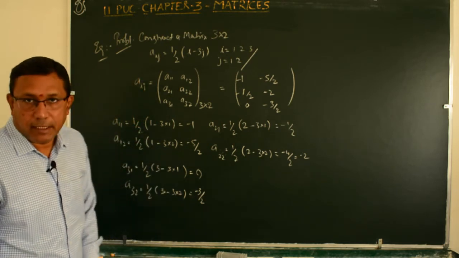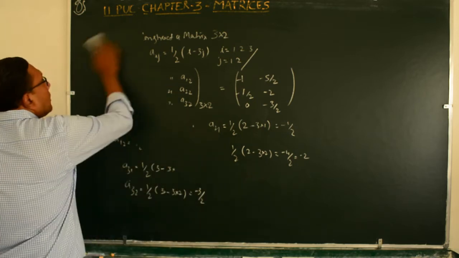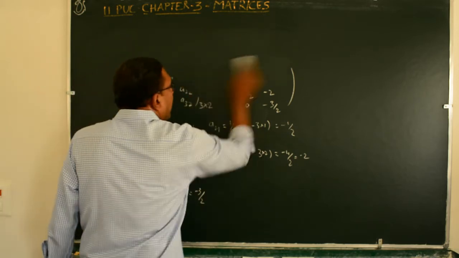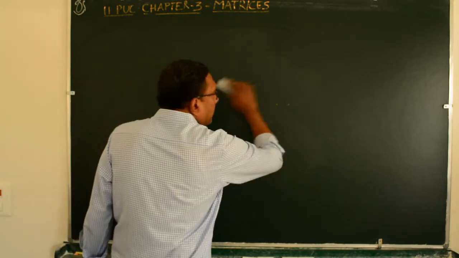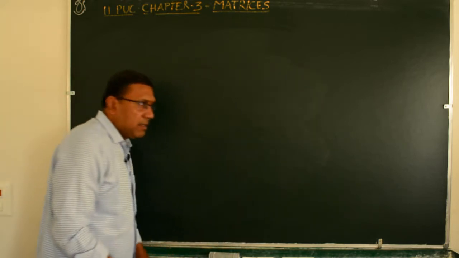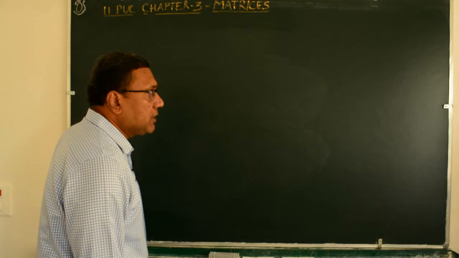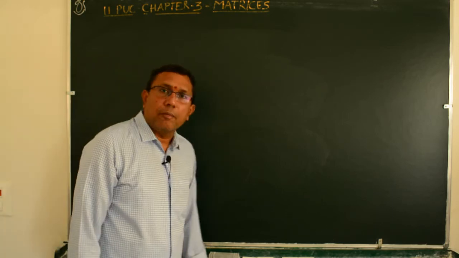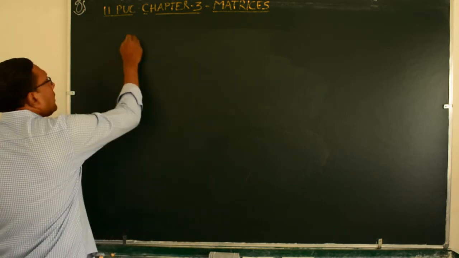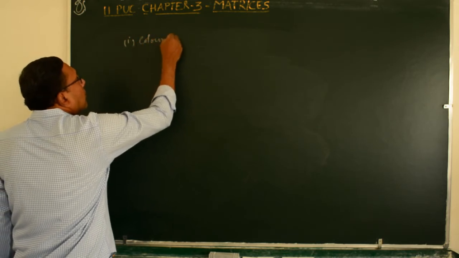So let us discuss what types of matrices we have in our matrix theory. There are a lot of types of matrices. Let us start with one. We have the column matrix. The first one is the column matrix.